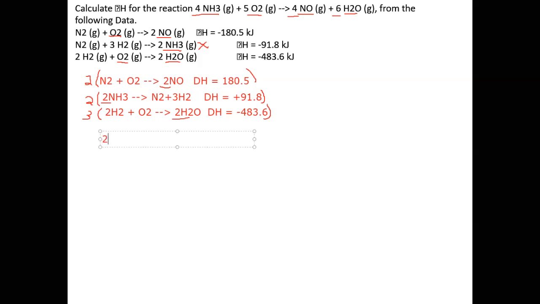So this becomes 2 N2 plus 2O2 yields 4 NO. And delta H is multiplied by 2. Do that with my calculator. There it is. 80.5 times 2.